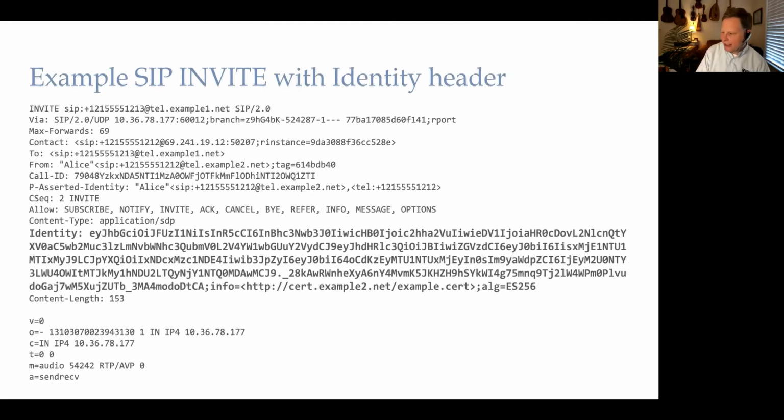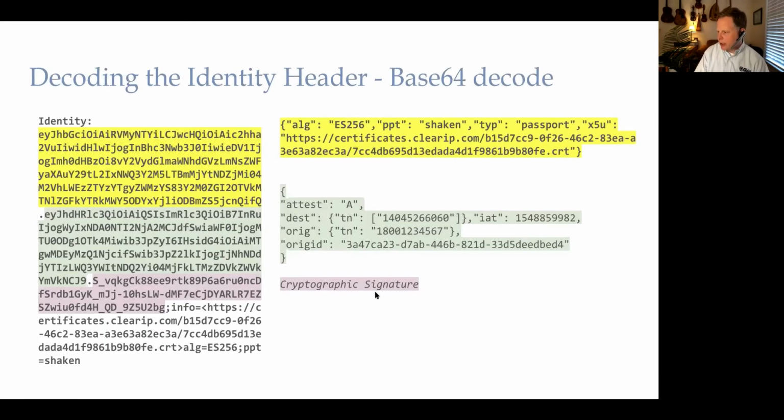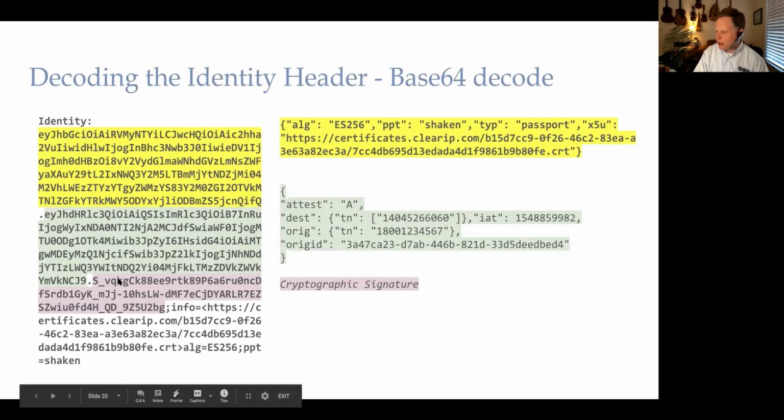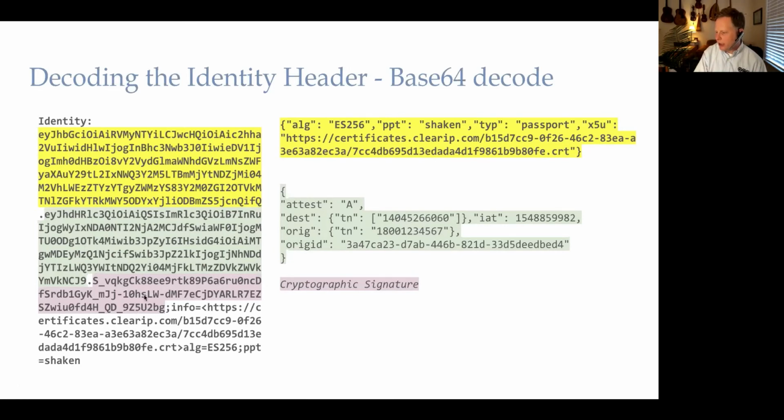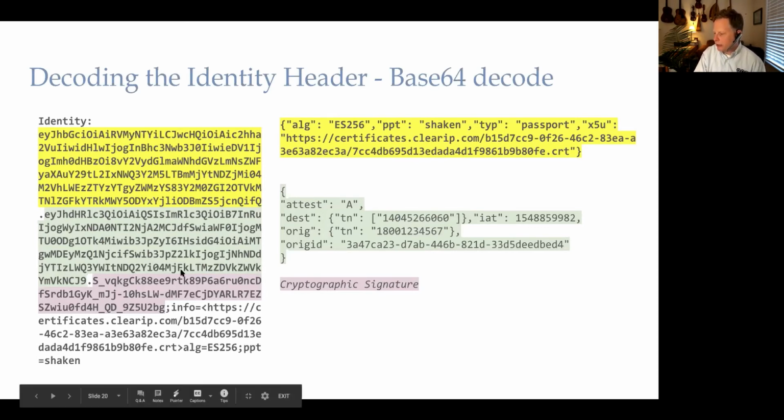Now let's look inside this identity header a little bit here. And we'll see this is the identity header you saw before, and I've split it up into three chunks. So we have the yellow chunk on top, and then there's a period that separates it, and then there's a green chunk, a period, and then a blue chunk, and then there's a semicolon and what appears to be a URL here.